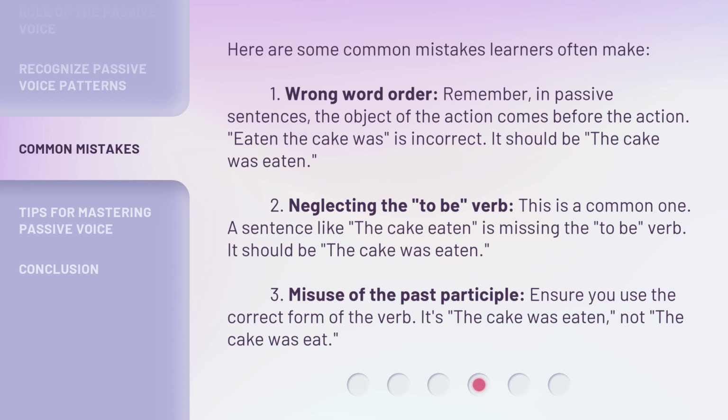2. Neglecting the to be verb. This is a common one. A sentence like, the cake eaten, is missing the to be verb. It should be, the cake was eaten. 3. Misuse of the past participle. Ensure you use the correct form of the verb. It's, the cake was eaten, not, the cake was eat.